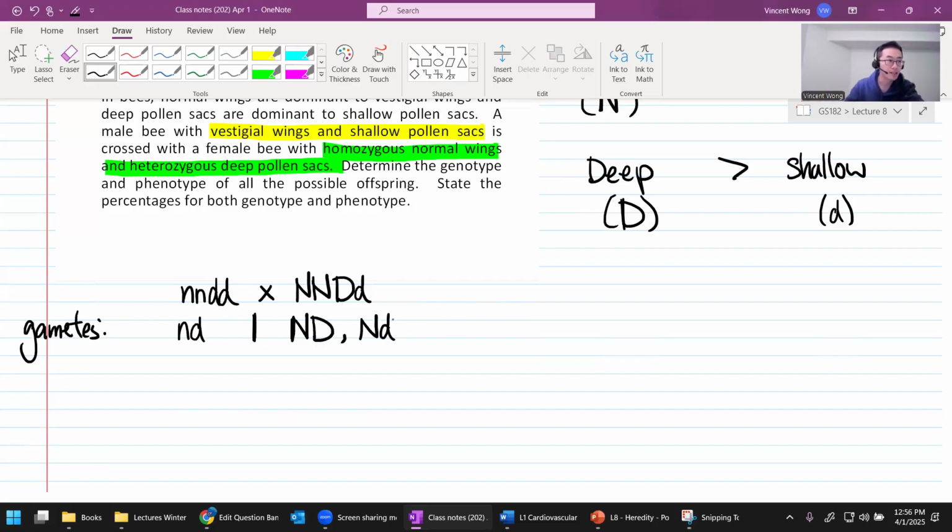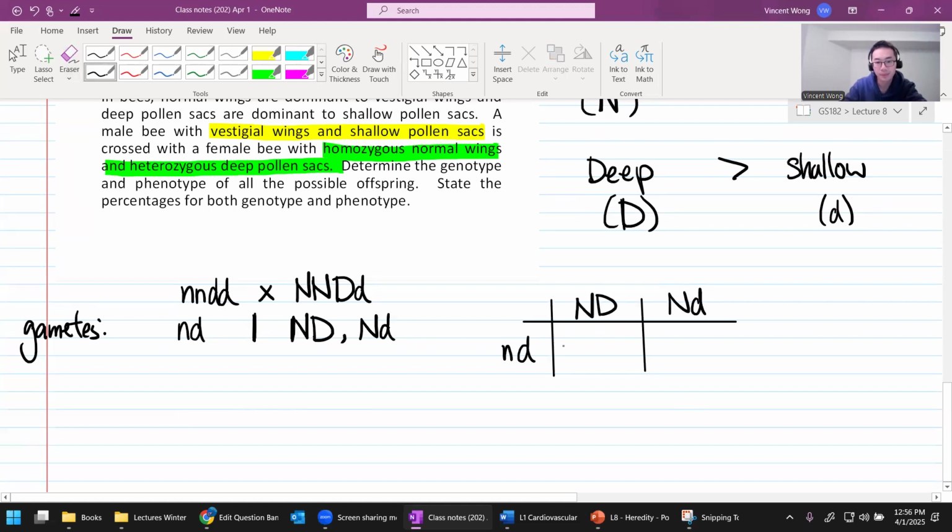So our Punnett square is going to be very small. Not everything is 4 by 4, and not everything is 2 by 4. It really depends on the parents. So small n, small d goes on the side, and then the other two goes here.